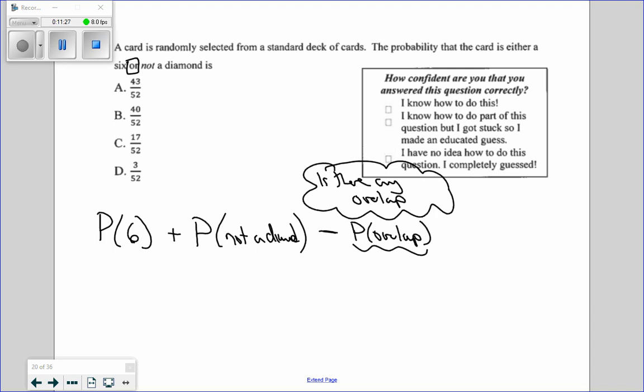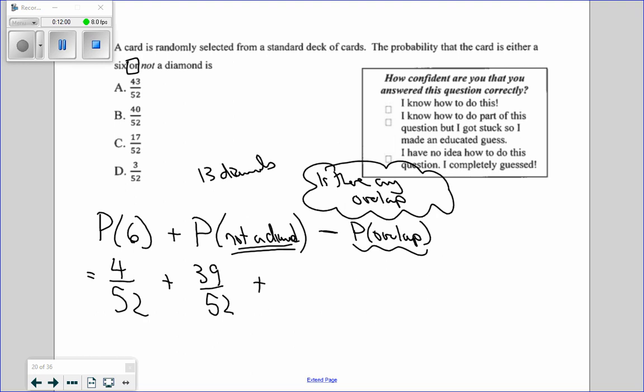So how many 6s do you have in your deck? 4. So 4 out of 52 is the chance that it's a 6. There's 13 of each suit. So there's 13 diamonds in a deck. So that means how many are not diamonds? 39. Because I just want 52 minus 13.